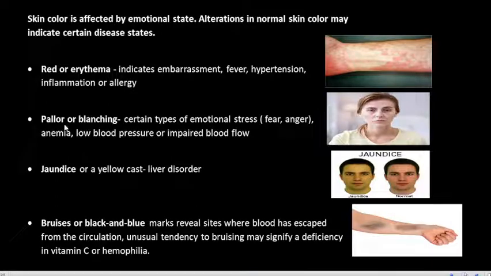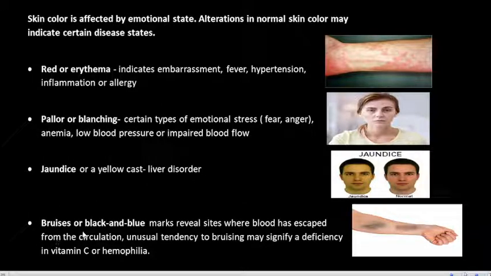Next one is pallor or blanching. Ito na yung very pale ka na walang color ang skin. So certain types of emotional stress such as fear and anger can cause this. Anemia also, low blood pressure or impaired blood flow. Yan, can cause pale or pallor color. Next, we have jaundice, or the yellowing of our skin. No? This is caused by liver disorder.